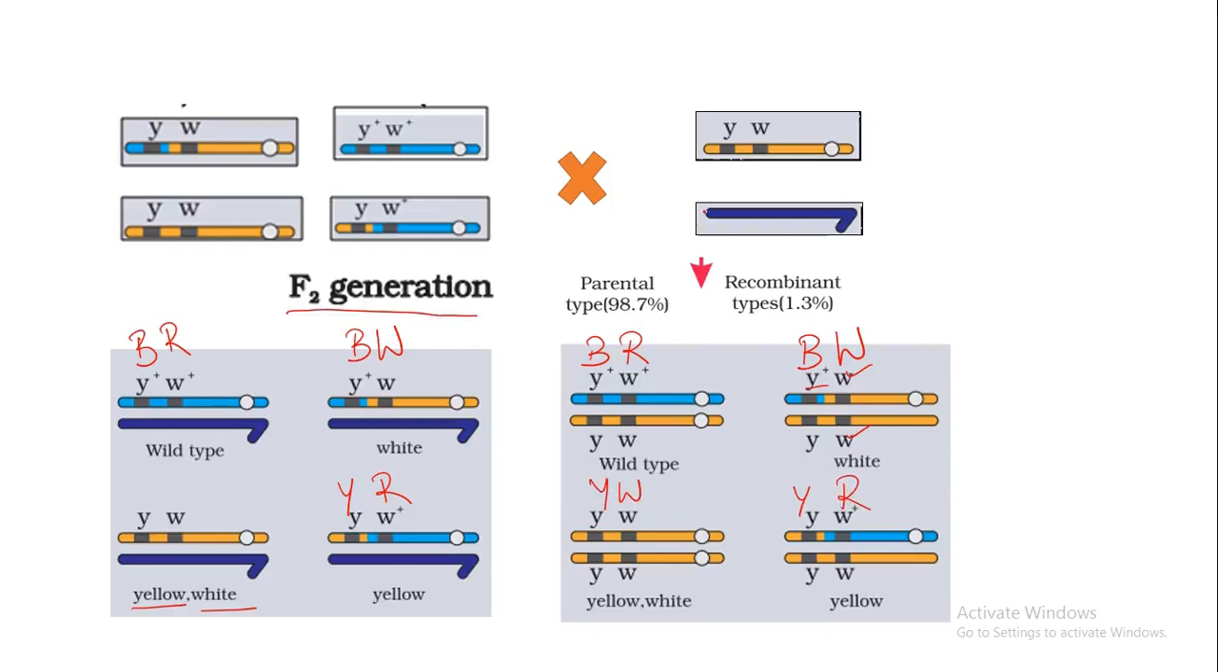Okay, and the parental generation is 98.7%. Okay? Mostly it is having the parental characteristics. Recombinant, if you see, is only 1.3%. Okay, 1.3% is the recombination frequency. Why so? It's because the genes are very near to each other. That's the one main reason. So next we will see about cross 2.